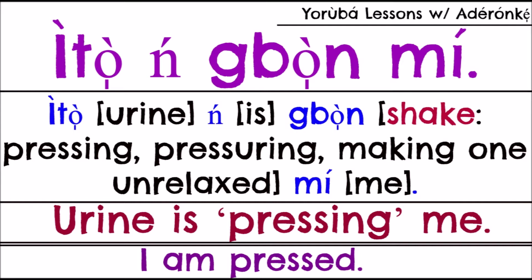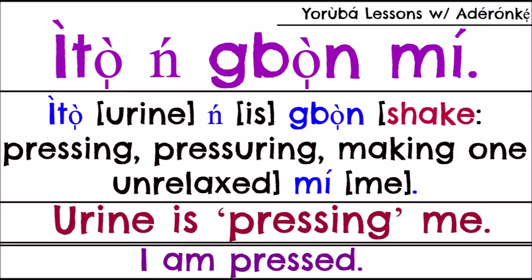Ito is urine. When you include "bon" in any sentence, you're making it either a present tense or a present continuous tense. We are going to get to that soon. When you include it in a sentence, it's either present or present continuous. Bon, I'll tell you what it means.